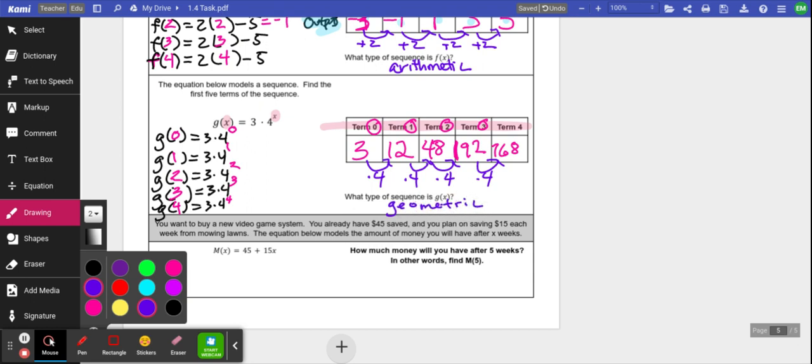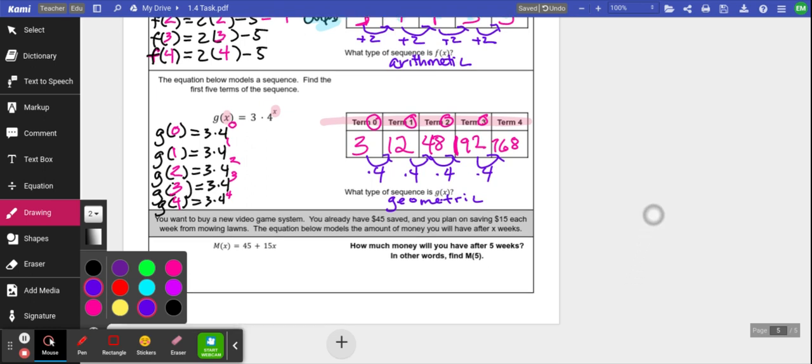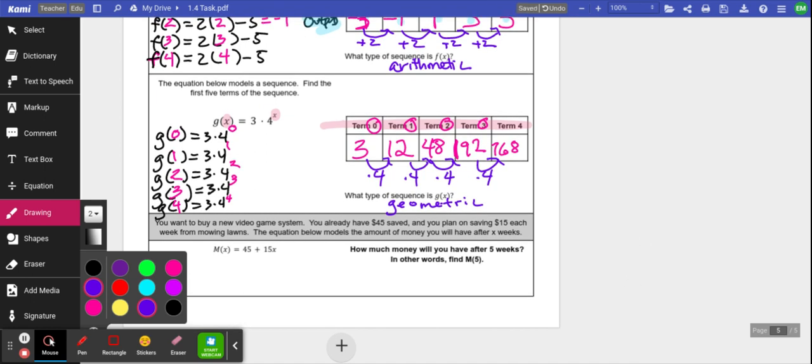The last example I'm going to do for you guys is a word problem. You want to buy a new video game system. You already have $45 saved and you plan on saving $15 each week for mowing lawns. The equation below models the amount of money you will have after x weeks. So they give us the equation, which means we can use it to find out how much money we have at any given time. So the question is, how much money will you have after 5 weeks?